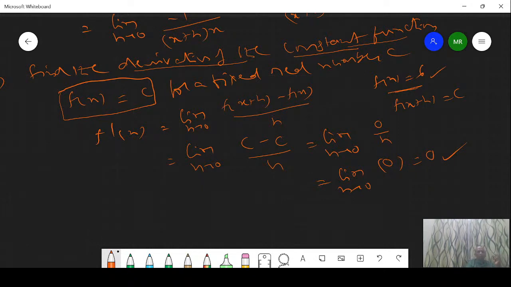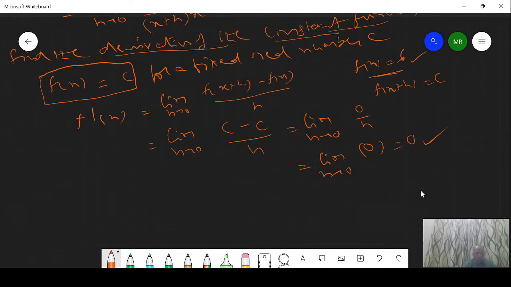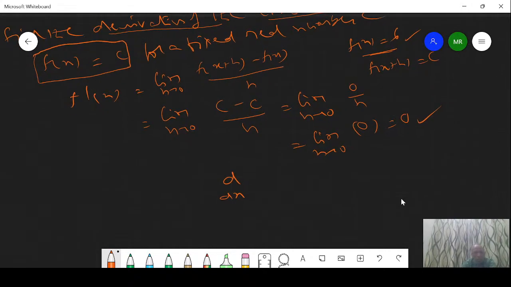That means the derivative of a constant function is 0. Correct? What did we conclude now? The derivative of a constant function is always 0. So always remember this conclusion and write it down: the derivative of a constant function is always 0. Now I can write d by dx of c is equal to 0.